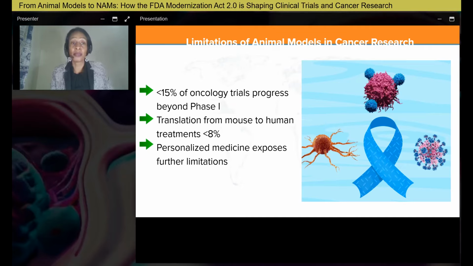The third concern or limitation we have here is that personalized medicine exposes further limitations. We're no longer looking at cancer as one general disease, but we're looking at it as a disease that is affected by individual factors such as one's genetic, molecular, biomarker, and even epigenetic factors. With this, it's very difficult to capture this complexity, beginning with an animal model.